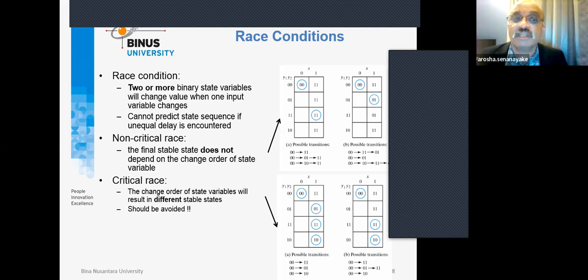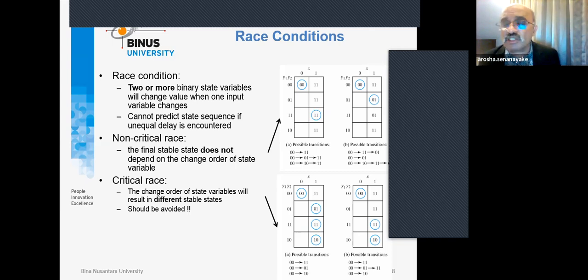We cannot predict the state sequence if unequal delay is encountered. That's what I explained to you. In case the delay caused is about 2 microseconds from the delay circuit, but for every half microsecond the input can be changed, that delay might cause what we call unstable states. That's called a race condition.